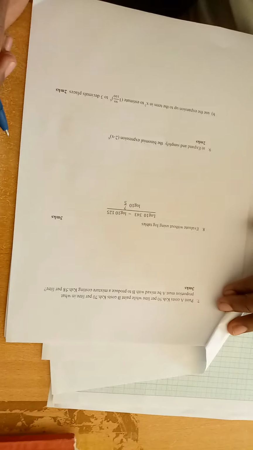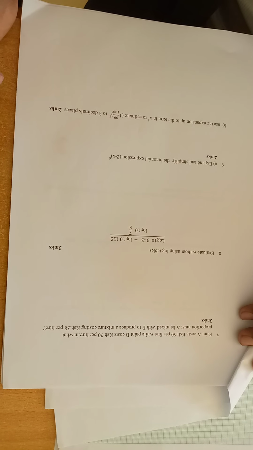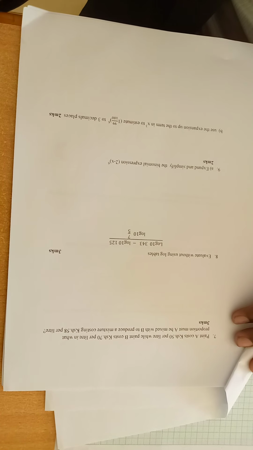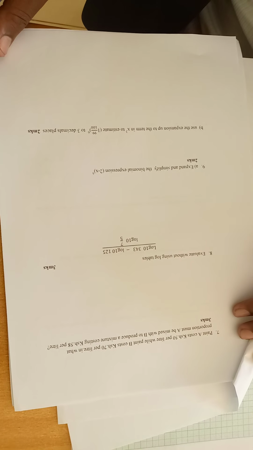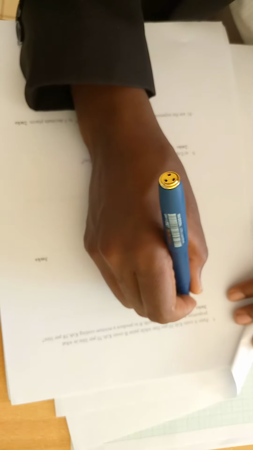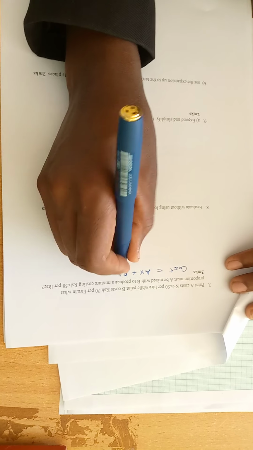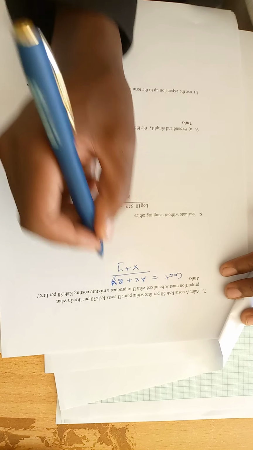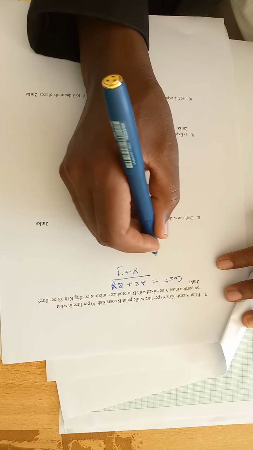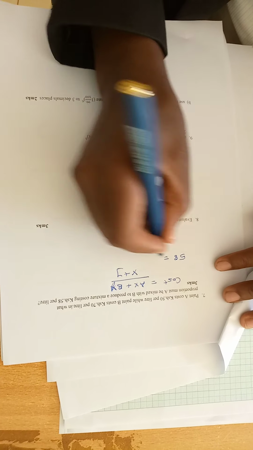So number 7 reads, paint A costs 50 shillings per liter while paint B costs 70 shillings per liter. In what proportion must A be mixed with B to produce a mixture costing 58 shillings per liter? So we know that the cost of a mixture can be computed using that formula. So we know that the cost of this mixture is going to be equal to 58.